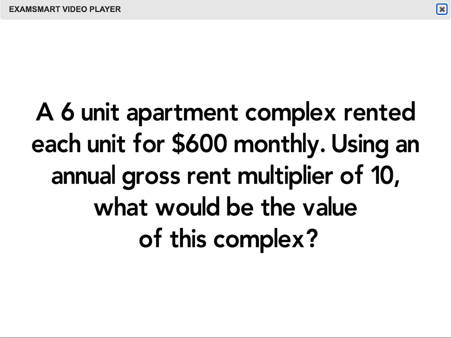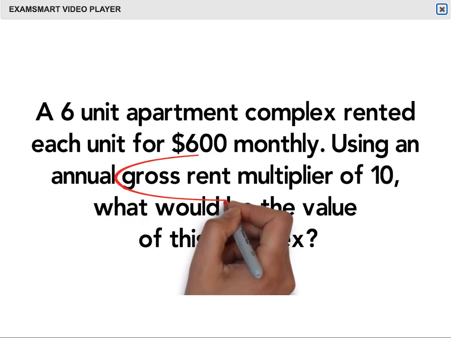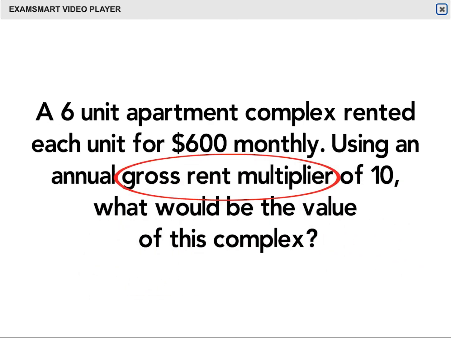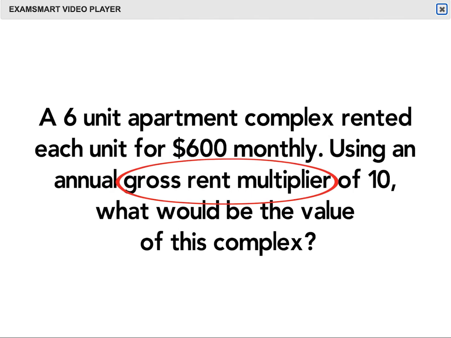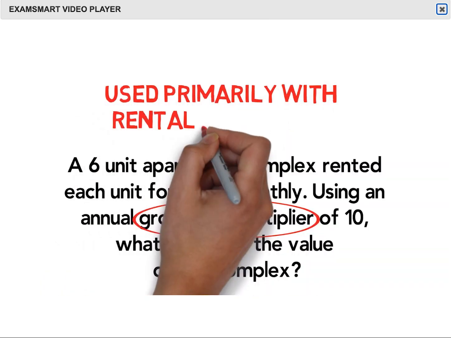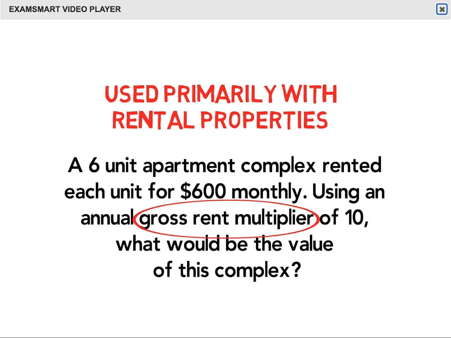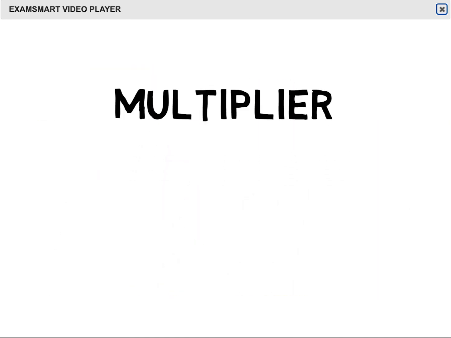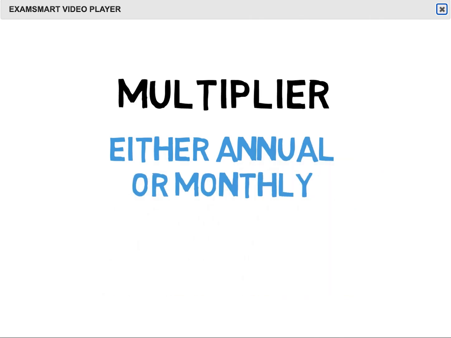A problem might say that a 6-unit apartment complex rented each unit for $600 monthly. Using an annual gross rent multiplier of 10, what would be the value of this complex? With a gross rent multiplier, we multiply, hence the term, rent times a particular multiplier number. This is used primarily with rental properties. The multiplier can be either an annual multiplier or a monthly multiplier.